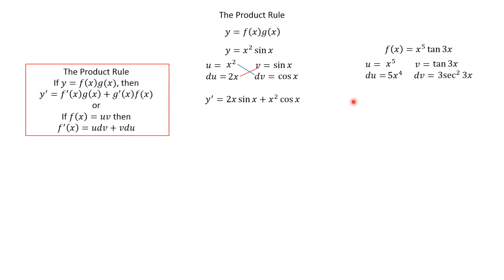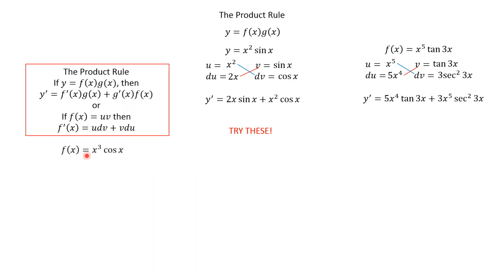And now plug it into the formula. We're going to have that times that plus that times that. So f prime of x will equal 5x to the fourth times tangent 3x plus x to the fifth times 3 secant squared 3x, which I like putting that 3 out in front, just habit and all. So that's the basic idea of the product rule. Try these couple questions, and then we'll go over them.